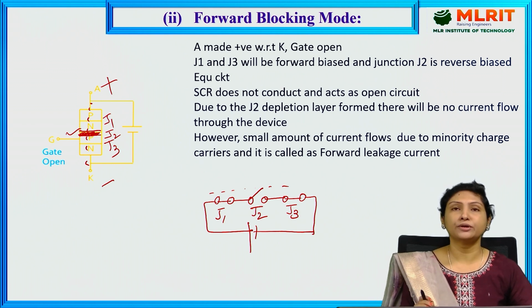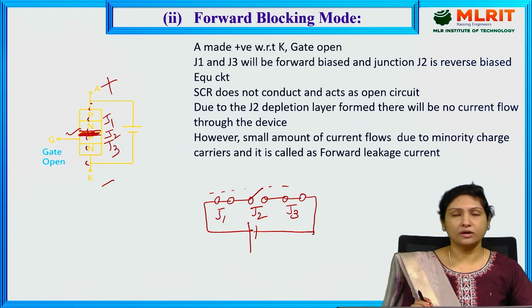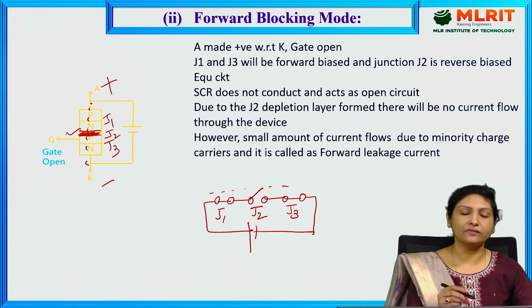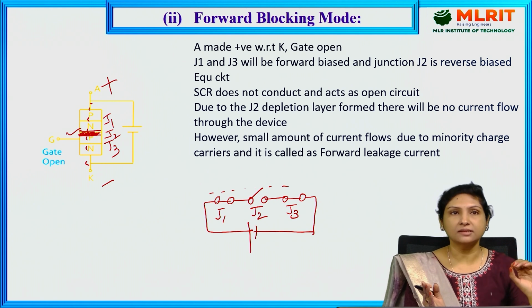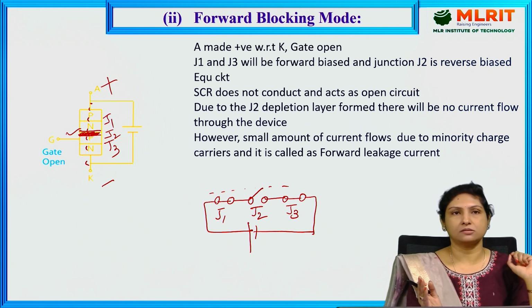So now, due to the depletion layer J2 which is formed, there will be no current flow through the device. However, a small amount of current will be flowing through the device. That is due to the forward leakage current. That is nothing but forward leakage current. This current is due to the minority charge carriers.